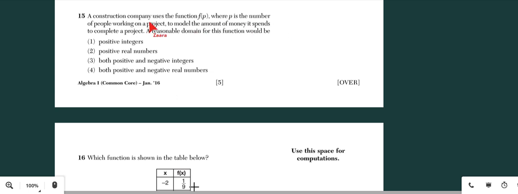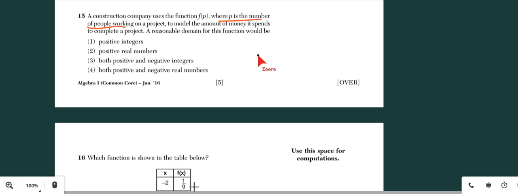A construction company uses the function f of p, where p is the number of people working on a project, to model the amount of money it spends to complete a project. A reasonable domain for the function would be... Now, what is p? P is the number of people. They cannot be negative numbers, right? They cannot be real numbers.